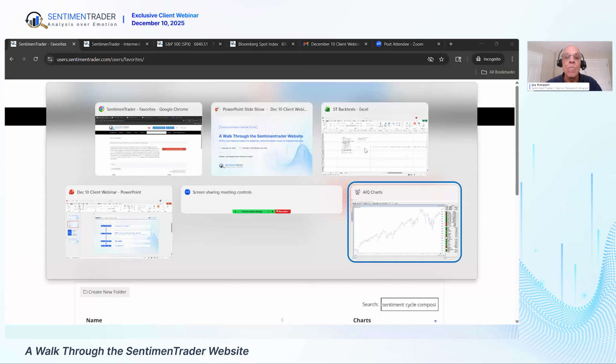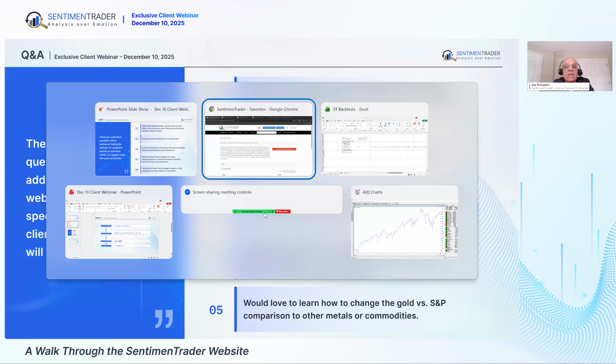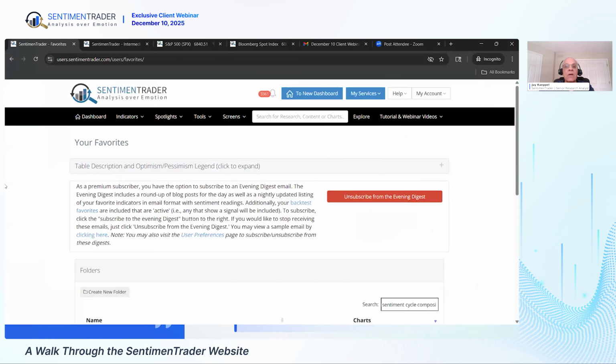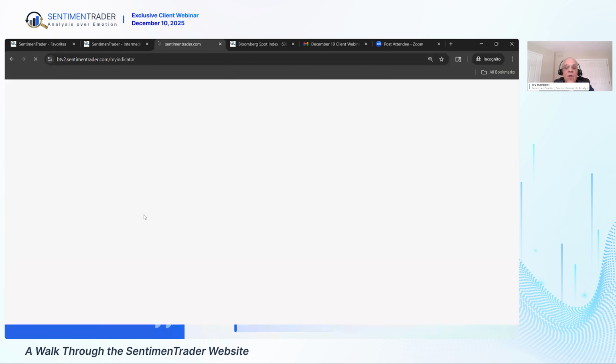Oh, would love to learn how to change the gold and the S&P comparison. Okay, that's not very tricky. Let me give you here on Backtest Edge under My Stuff. You can click My Indicator, and it will bring up a list of anything that you've saved. And if you haven't saved anything, then you can start by creating a new indicator.